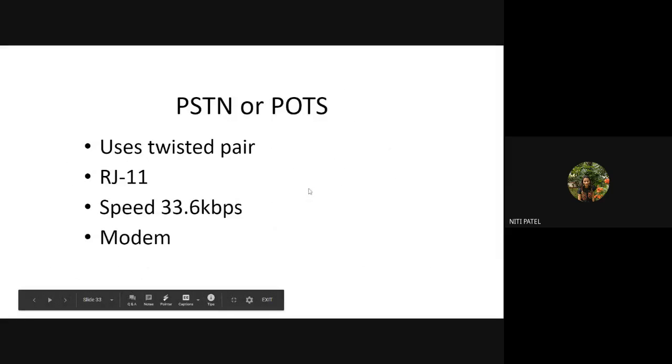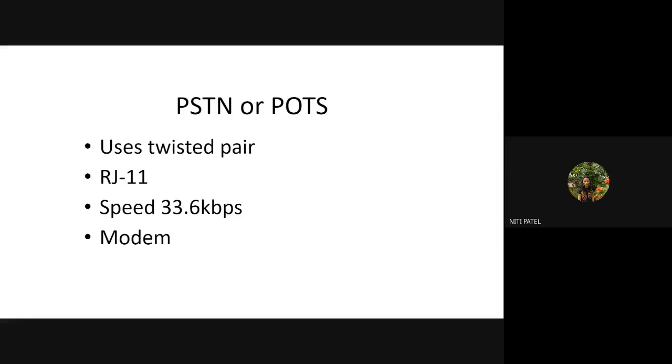We had seen what is PSTN, public switched telephone network, also called the plain old telephone system, which uses a phone connection to provide internet connectivity. It uses a twisted pair connection rather than coaxial cable or fiber optic connection. The connector used to connect your modem and the telephone is RJ11. PSTN provides less speed as compared to other services like ISDN and DSL. The speed of PSTN is only 33.6 kbps, and it uses a networking device which is a modem.